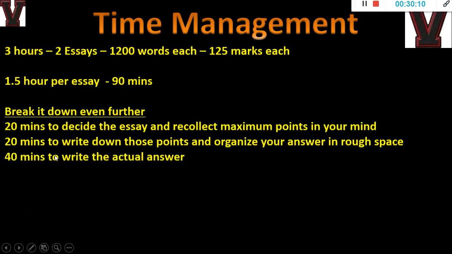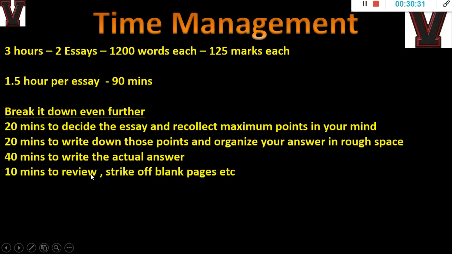Now take 40 minutes to write the actual answer. So 40 and 20, 1 hour 20 minutes is over, out of your 1.5 hours. So in these 80 minutes you actually finish writing. Then you still have 10 minutes. In that 10 minutes, review it, strike off the blank pages, do such things.